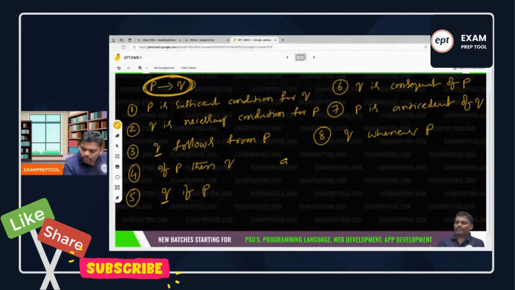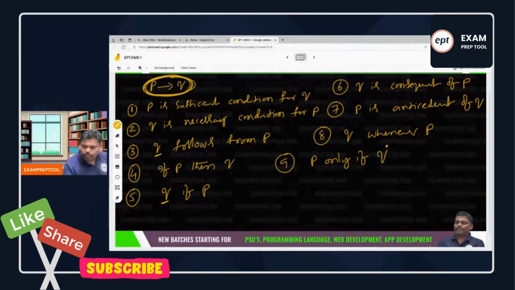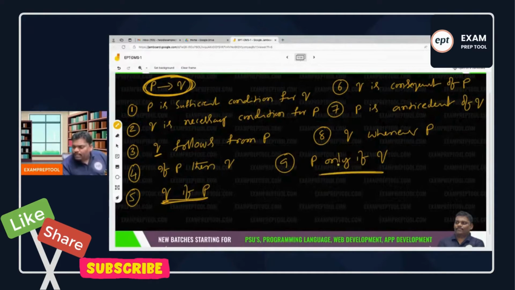Right. This ninth one will trouble you a lot. Please be careful. P only if Q. Some people are saying, what is this nonsense? You wrote here Q if P, you wrote here P if Q, but remember, only there. If only there, you can write.